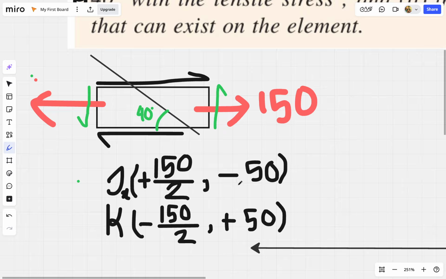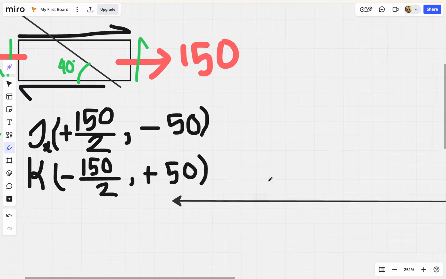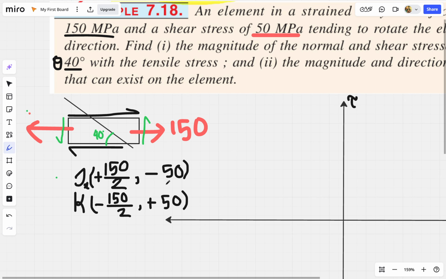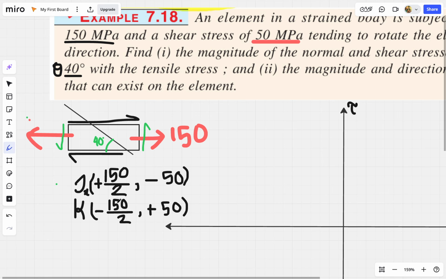It's not always that it will be negative for j. It can be positive if the question says that the shear stress is acting clockwise. Okay, and then it will be positive. So it actually depends on the question. So we have to determine the j first, and then we can determine the k. So that's how we do it.